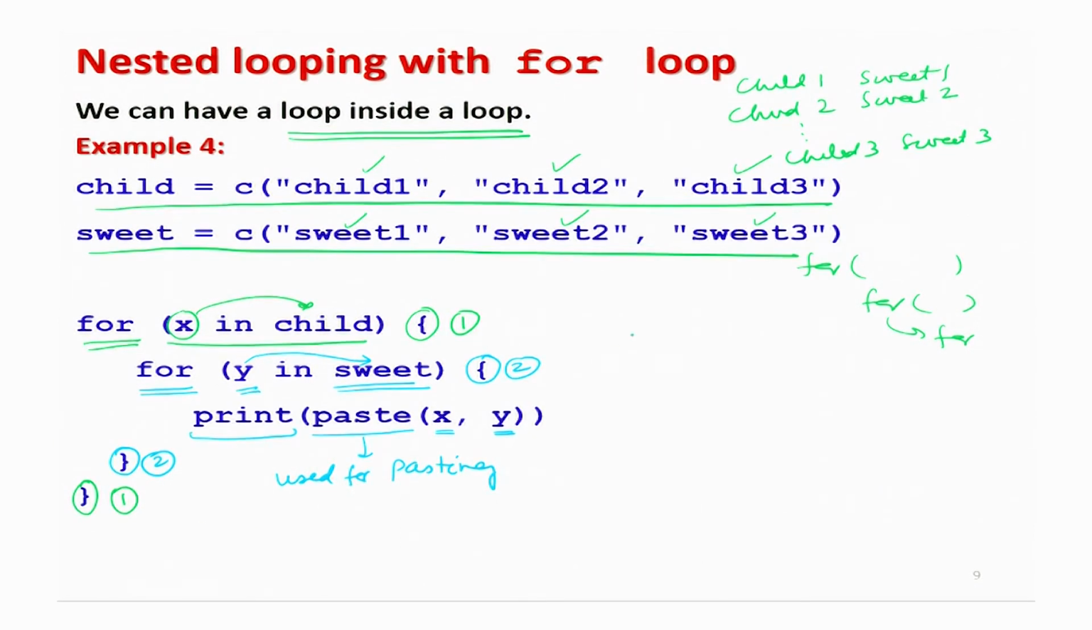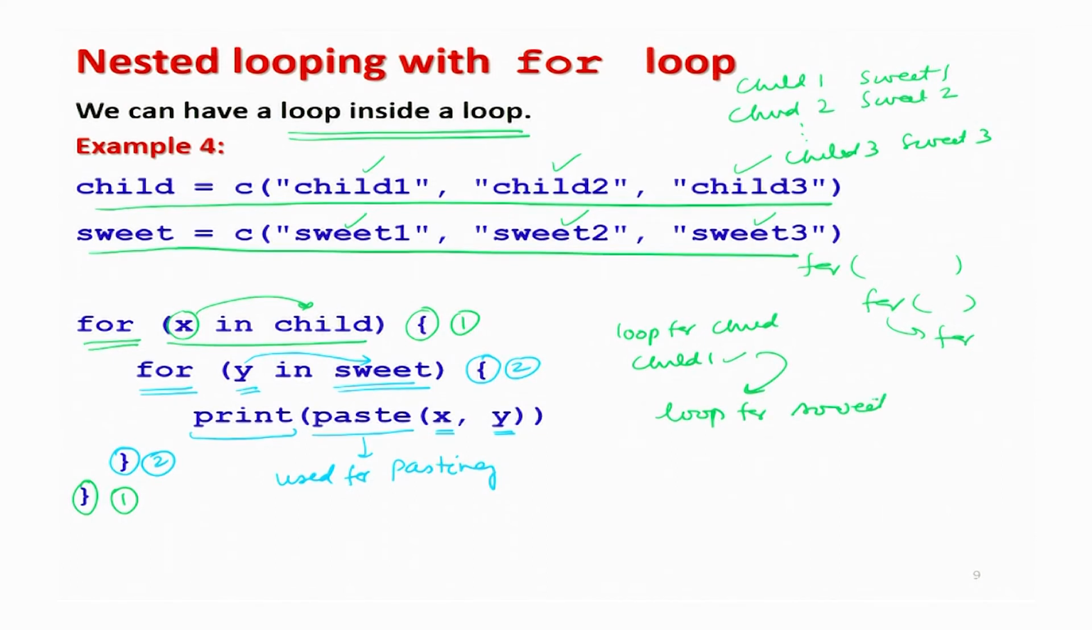Now the loop will start here, and it will first execute the loop for child. There are 3 values here, child 1. The loop will pick up the value of child 1 and then come inside the loop for suite, choose all the values in suite, and then execute the command for printing.